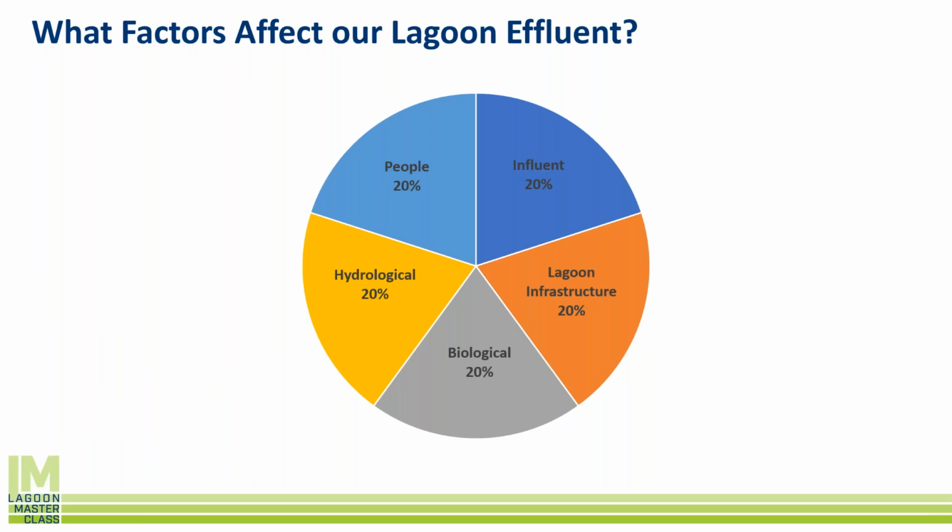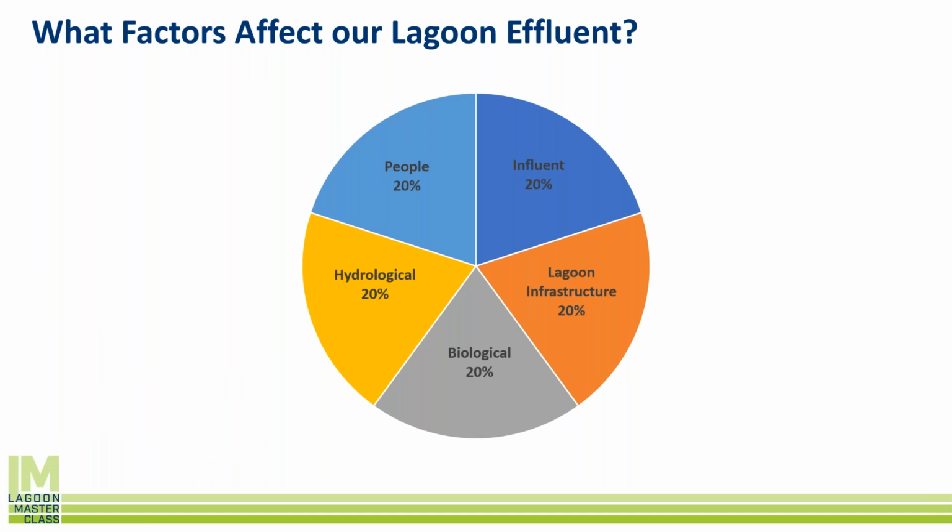The biological aspects. What are the bugs doing? What's affecting my bugs? Do I have a good VSS in my water column? Do I have nitrifiers? Do I have heterotrophs? Are they happy? Do I have enough aeration? Hydrological. So when I start to talk about hydrological, I'm really talking about flow. What's my hydraulic retention time in that lagoon? Is it long enough? What's my mixing look like?